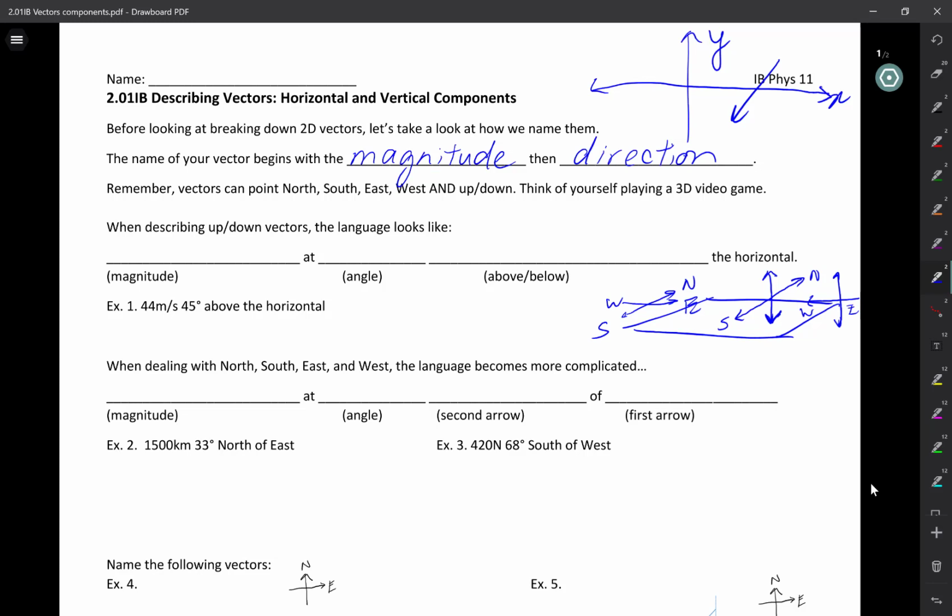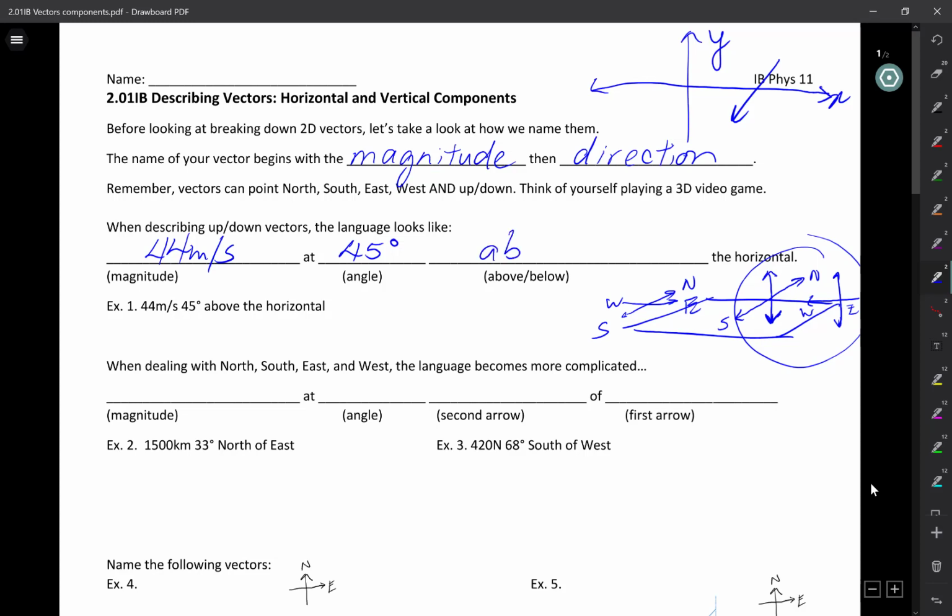When you describe a vector that is in this form, so kind of looking at up and down and left and right, we start with a magnitude. So I have here an example, 44 meters per second, which is a velocity. We'll learn that later. At a particular angle, we'll say 45 degrees, and this can be above or below what we call the horizontal. Let's say above. I'm just using this example over here.